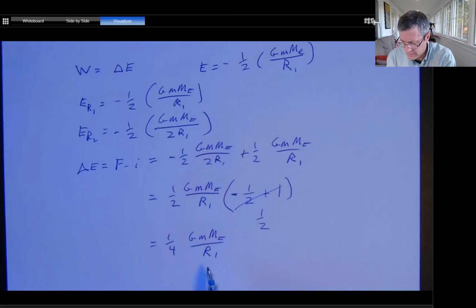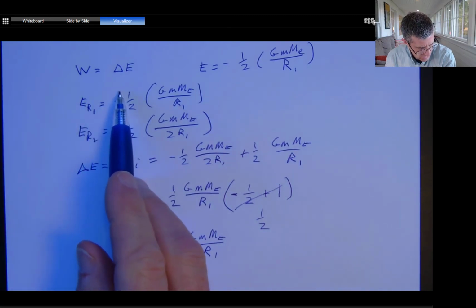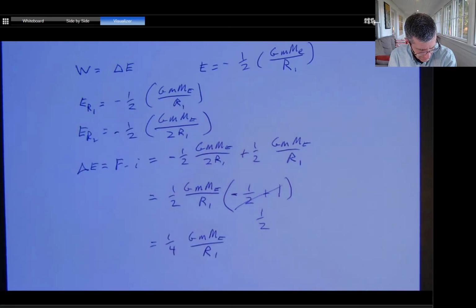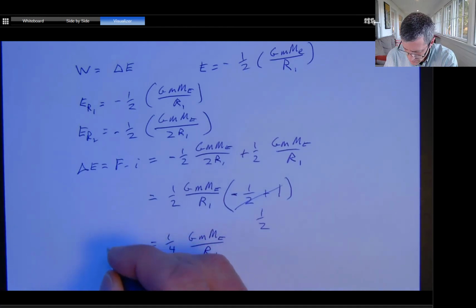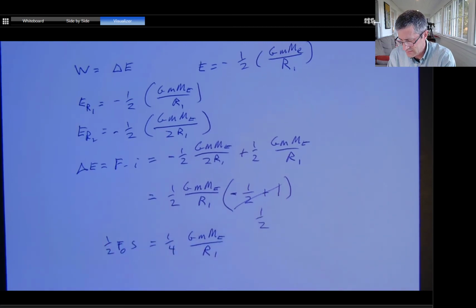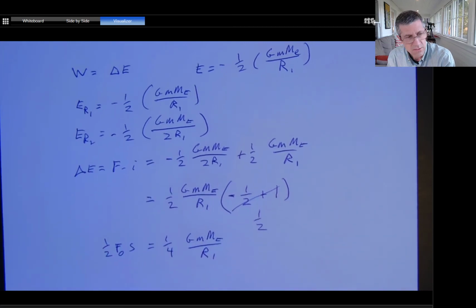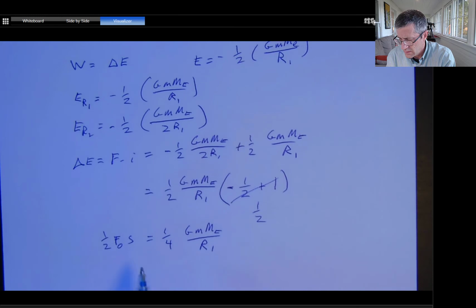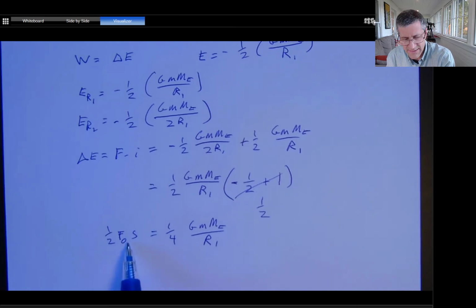Now I've got a value for the change in energy. I want to set this equal to work, which I just figured out. Work is equal to 1/2 F naught times S. So the work that I put in is equal to the change in energy. I did positive work, so I should have a positive change in energy.